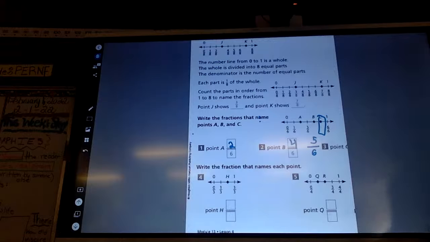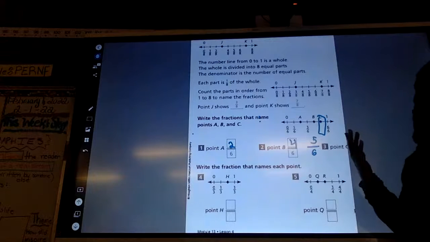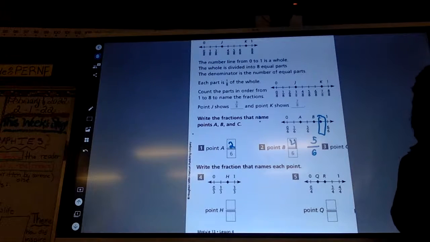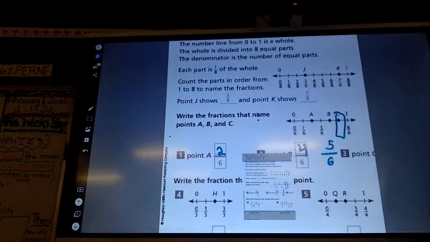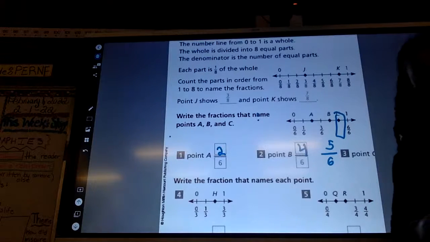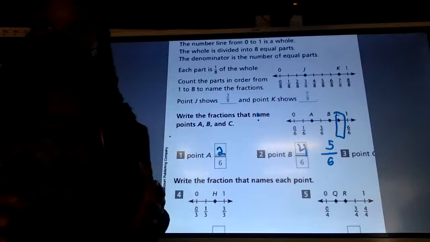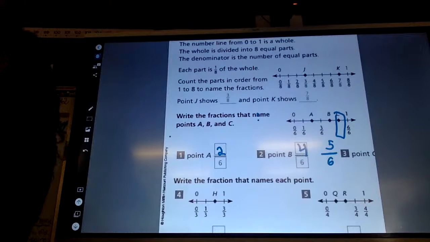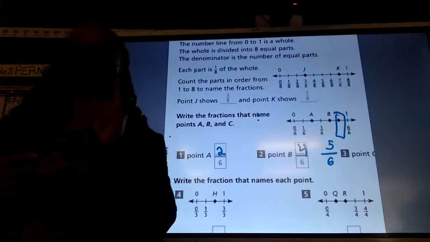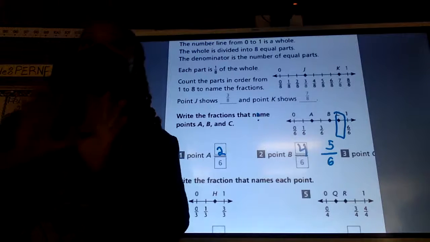All right, so this was pretty simple. But if you can name your fractions on a number line this way, when you start to work through word problems, this should be the same amount of ease. And this will help us do something called equivalent fractions.